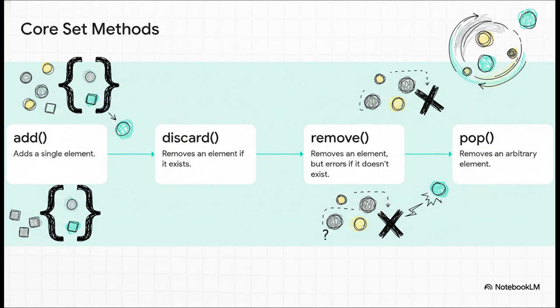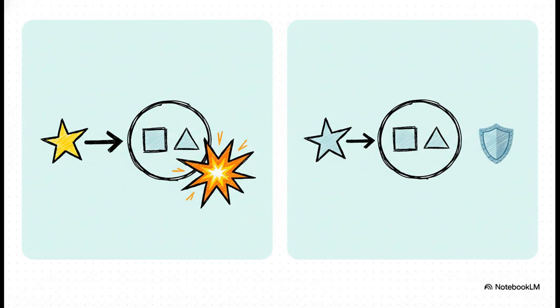But I want you to pay close attention to the next 2. Discard and remove. They both get rid of a specific item, but they handle mistakes in a way that is critically different. And here's the key takeaway. If you try to remove an item that isn't actually in the set, your whole program is going to crash with an error. But if you use discard and the item isn't there, no problem. It just does nothing and moves on. For data cleaning scripts, trust me, discard is almost always the safer, more robust choice.